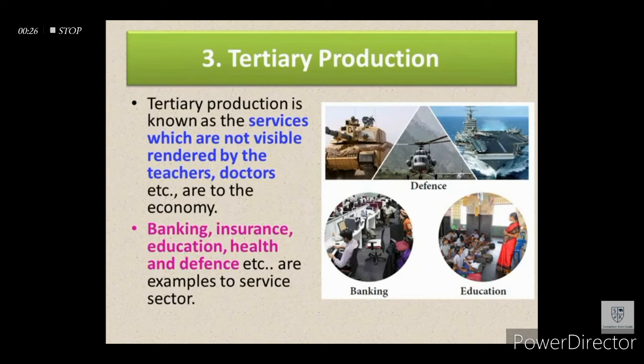It is a tertiary sector that provides the basic services like public transportation, medical facility, electricity, banking, post office. It creates a huge area for employment even for uneducated and unskilled workers. So children, tertiary production is known as the services which are not visible, rendered by the teachers, doctors, etc. to the economy. Banking, insurance, education, health and defense are examples of the service sector.